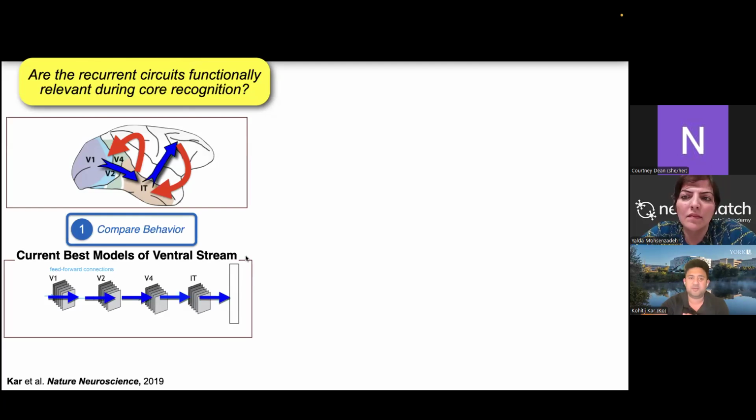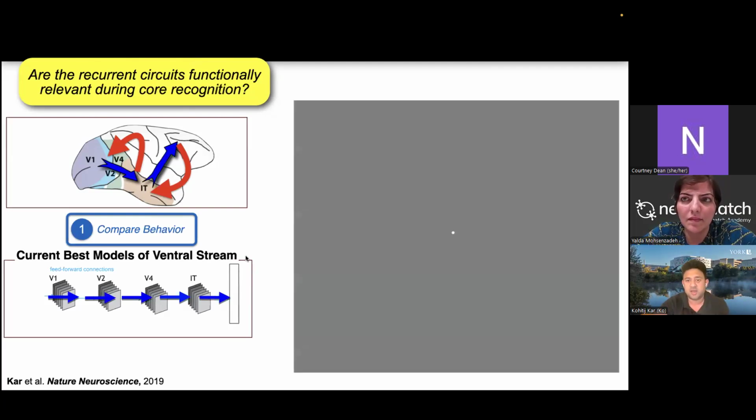Can we compare the behavior and see whether these two systems actually differ in a very specific way? What is the behavior? We do this very simple behavior where we show an image and then we show two options. And we say, what was the image of? Was it a face or a car? Here's another example. Was it a bird or an elephant?